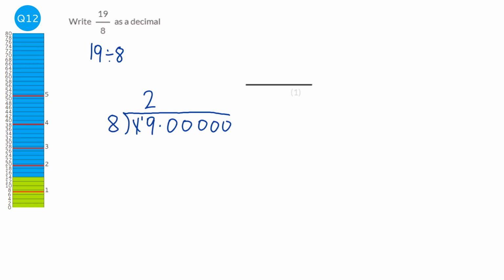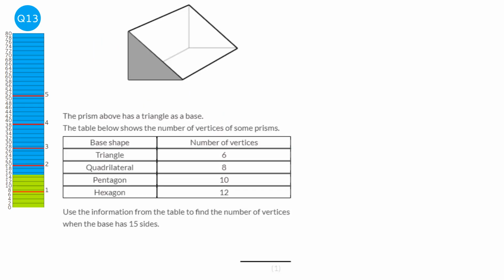And it's remainder 3. 8 goes into 33 times, and there's a remainder of 6. 8 goes into 67 times, and there's a remainder of 4, and 8 actually goes exactly into 40, so we didn't need some of those zeros. So the answer will be 2.375.